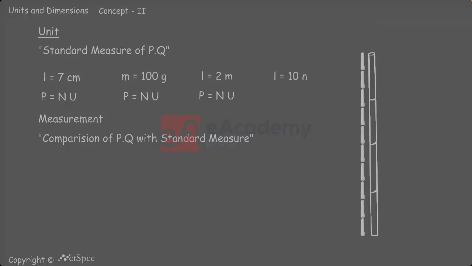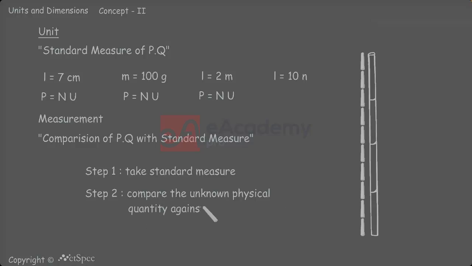So, the steps of measurement are: Step 1. Take standard measure. Step 2. Compare the unknown physical quantity against this standard measure. In this case, the unknown physical quantity is the stick, while we have taken this chalk as the standard measure. This standard measure occurs 10 times along the length of this stick. So length is equal to 10 into unit.